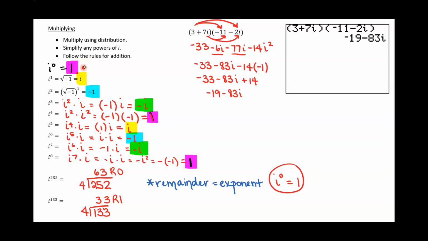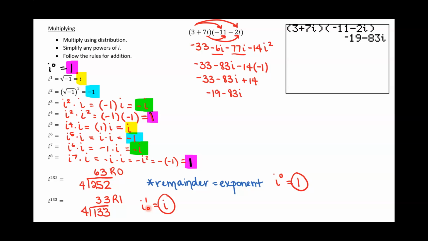Let's try another one of those. Look at i to the 133rd. If we take 133 and we divide it by that pattern of 4, we'll get 33 remainder 1. So that remainder of 1 becomes our new exponent. And so i to the 133rd would be the same thing as i to the 1st. And i to the 1st, of course, is i.